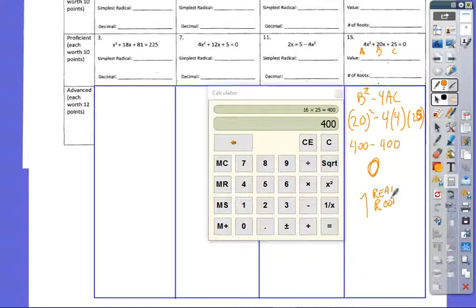Eureka, I found it. On the advanced one, I did it and I solved it all out. Oh, well, that would give you the answer as well.